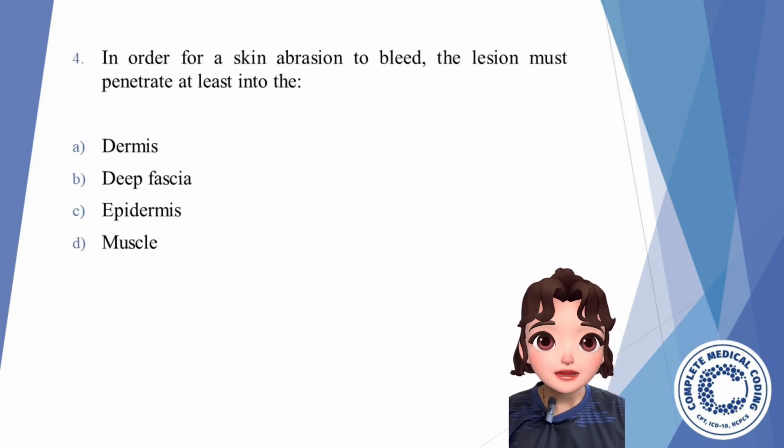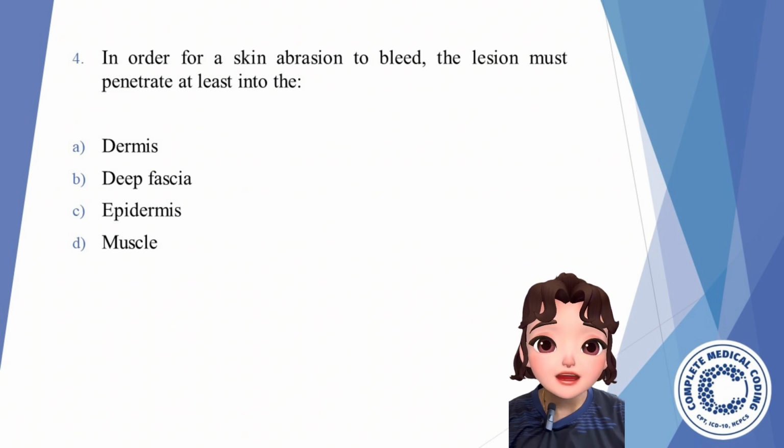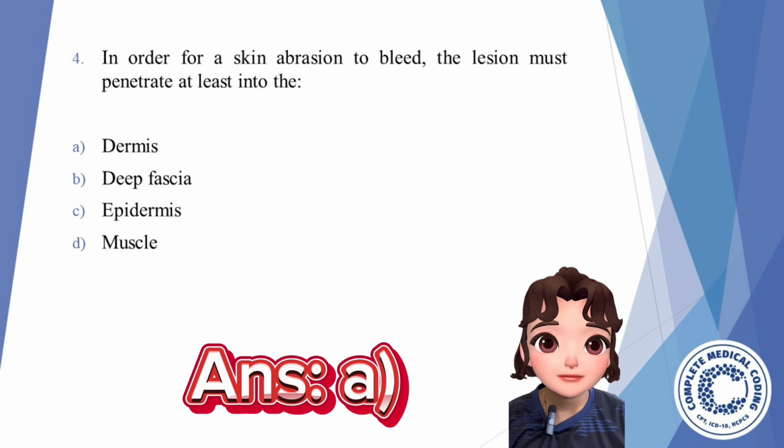Moving on to the fourth question. In order for a skin abrasion to bleed, the lesion must penetrate at least into which layer? So if there is any cut or injury and the skin is bleeding, the lesion must reach until which layer? Dermis is the answer, the second layer of the skin, after the epidermis. So the answer is option A, dermis.